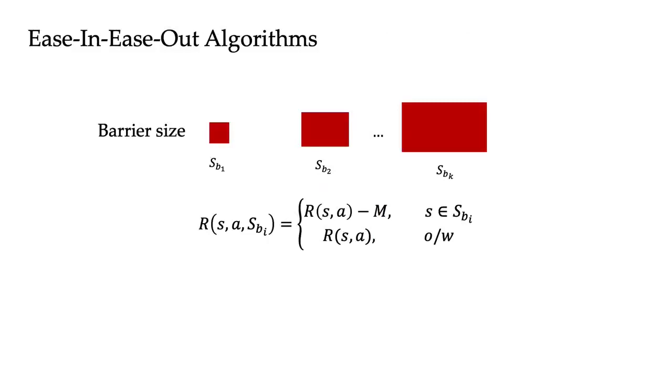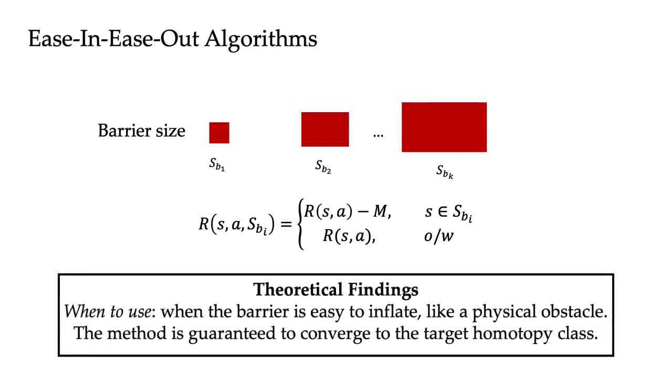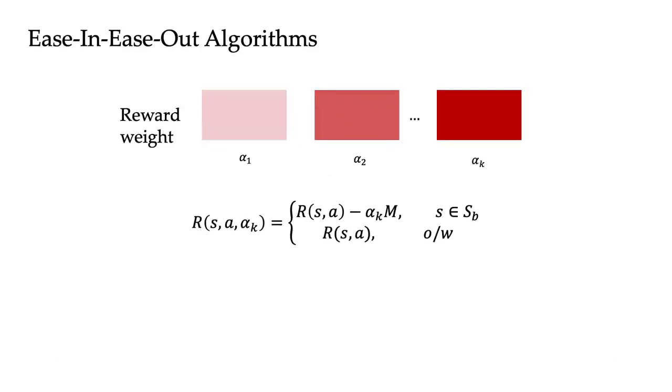We have two variants of the ease-in, ease-out algorithm. The first variant is the barrier-size approach as introduced above. We gradually inflate the barrier size. The reward for each stage can be defined by varying barrier size. Here M is a very large number to punish the agent when colliding with the obstacle. But the variant is suitable only when the barrier is easy to inflate, like when we have a physical obstacle. Also, we show that the method is guaranteed to converge to the target homotopy class using this approach.